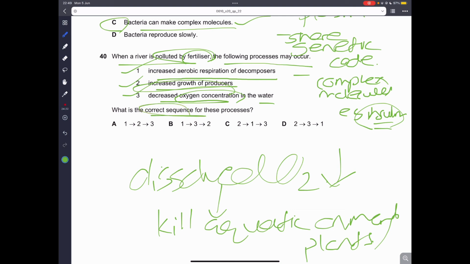This will result in a decrease of oxygen concentration in water as well. This is also correct. So it's asking for the sequence. Well, first of all, because of the fertilizer pollution, the plants are going to grow, and then when the plants die, the bacteria are going to decompose the plants, and they undergo aerobic respiration, which uses oxygen from the lake, and this results in a decreased oxygen concentration in the water, which kills the fish. So 2, 1, 3, this C is the correct answer.